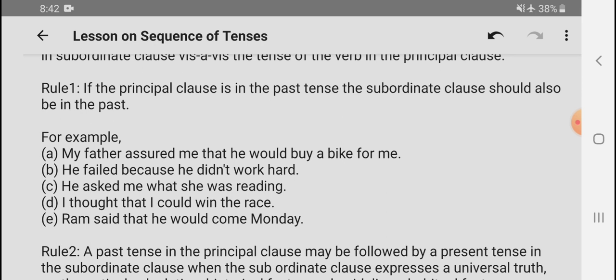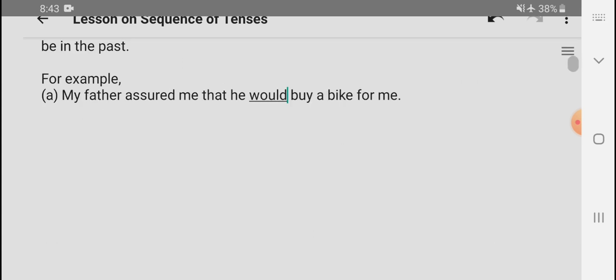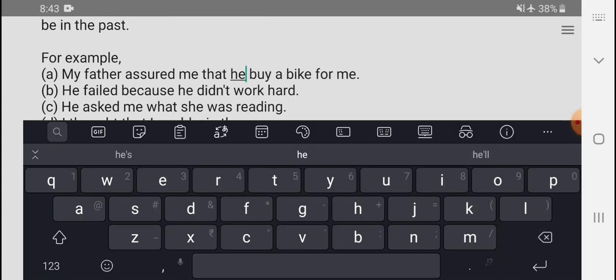So rule number 1 says if the principal clause is in past tense, the subordinate clause should also be in the past tense. Now how will you get a sentence in the examination? In the examination, from example A, I will show you, my father assured me that, and in place of would, here they will give you will. And in the answer you would write, my father assured me that he would buy a bike for me.